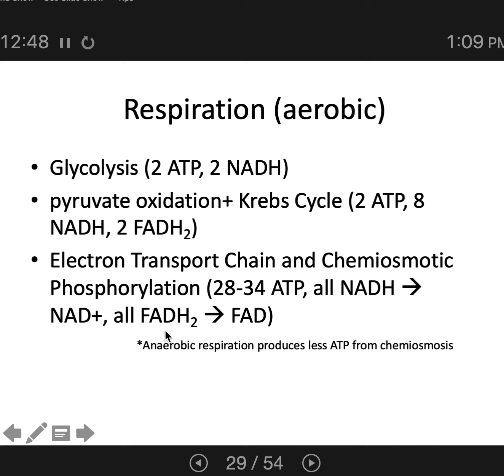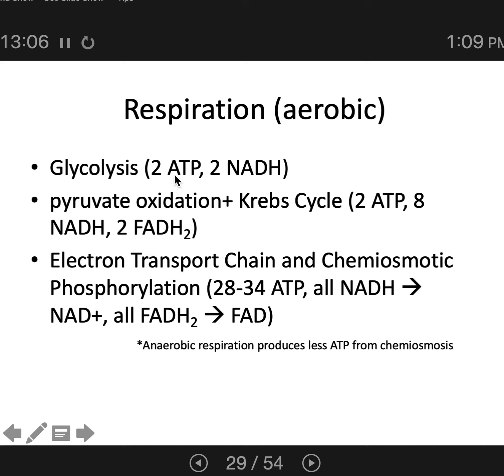All the FADH2 has given off its high energy electrons, so it's reverted back to FAD, its electron-poor form, right? The main point here is generating this much ATP. So this is the main energy harvesting step right here, but it can't happen without these first 2 steps.